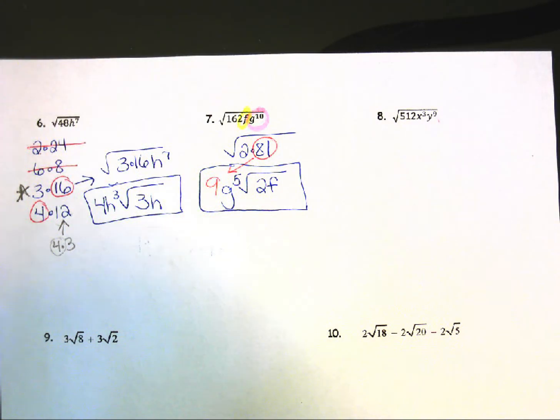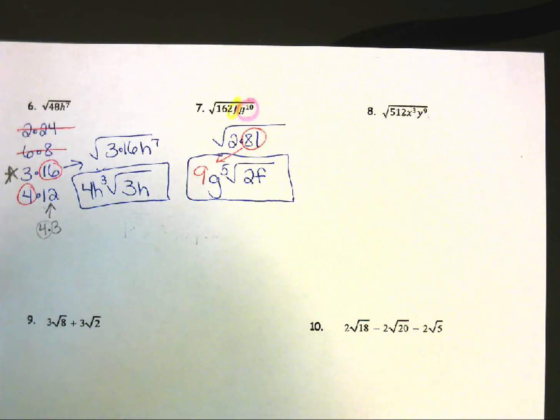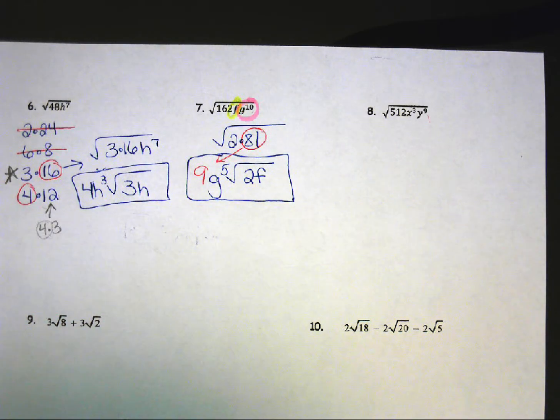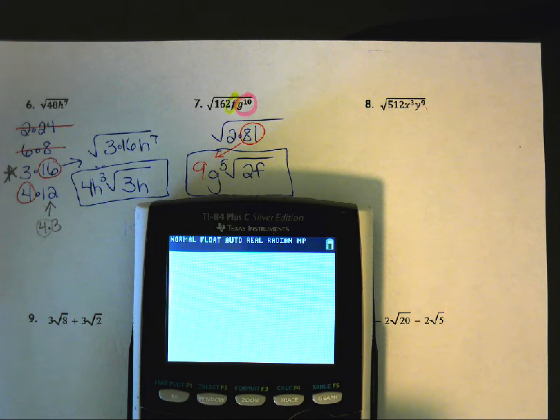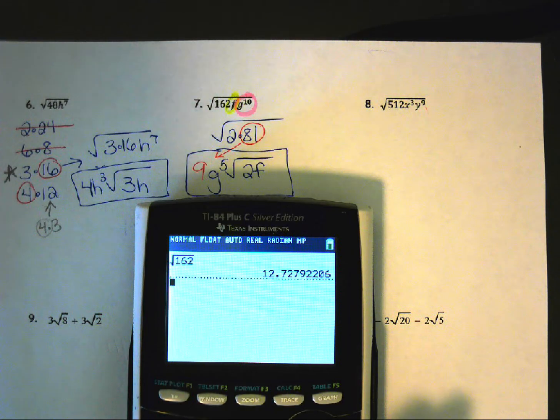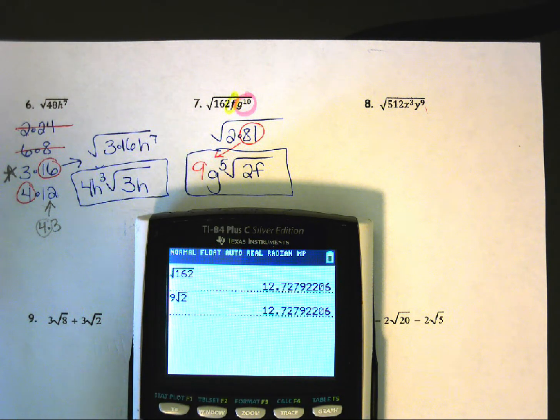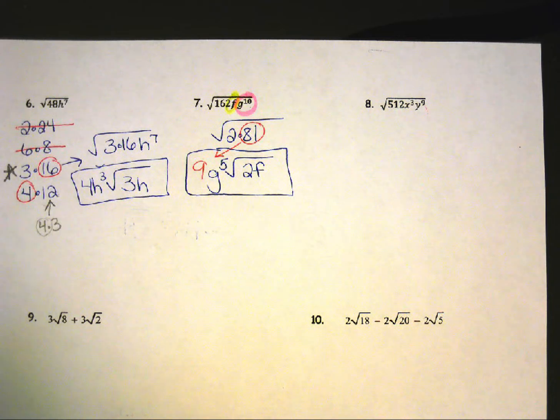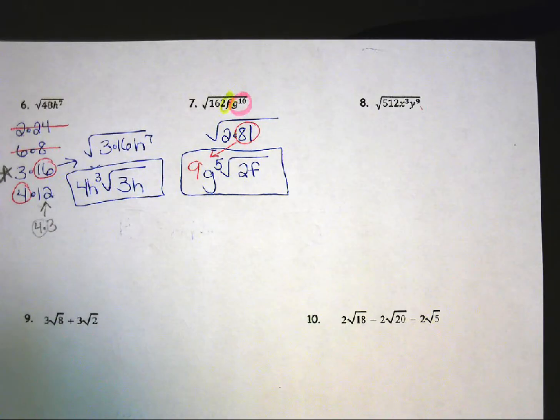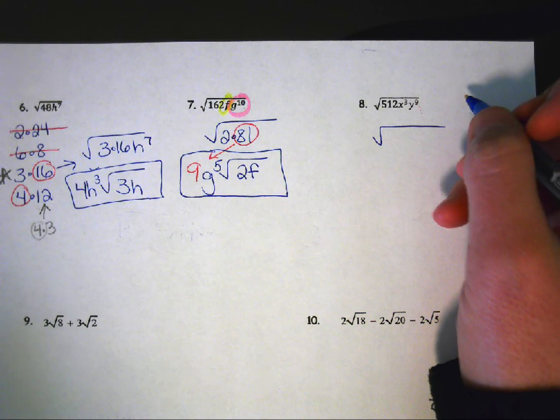Okay? There's no way to test the letters, the variables, in your calculator. You can test the numbers. So like watch, the square root of 162 and then 9 square roots of 2. Do you see I can check the numbers, but I can't check the letters in my calculator. And so you just got to know that.